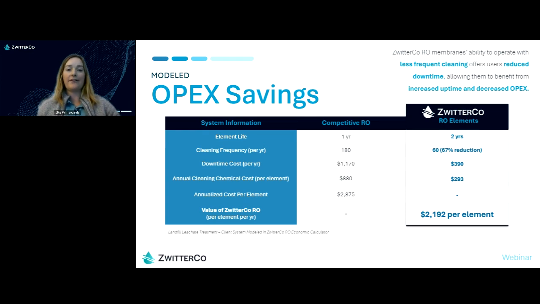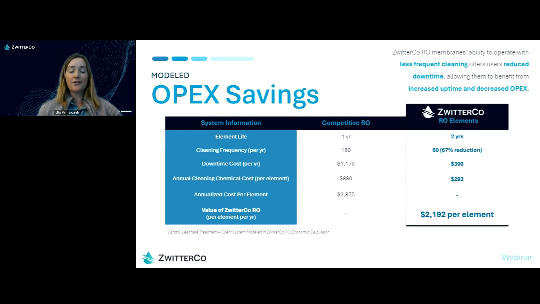So let's say we're looking at a landfill that is similar to the one in France that's cleaning every other day. Let's also say that the conventional RO elements are lasting 1 year because they're dealing with lots of organic fouling challenges and cleaning so frequently. Because the site cleans their RO elements every other day or 180 times per year, they're also suffering from significant downtime costs. Their goal is to run for longer periods of time between cleanings, which would equate to reduced OPEX.